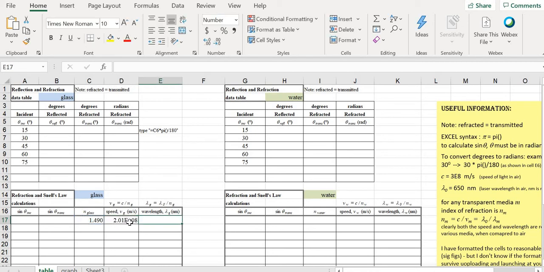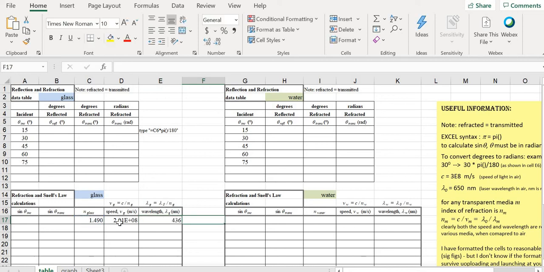See that? Look at that. And then you pull it down and get all of them, because every one of these cells will have an index of refraction associated with its measurements over here. So then you pull that down, you get all the speeds. And then for wavelength, say equals. Now what's the wavelength in air? It's 650 nanometers. See over here, you've got all your information. Divide by the index of refraction.